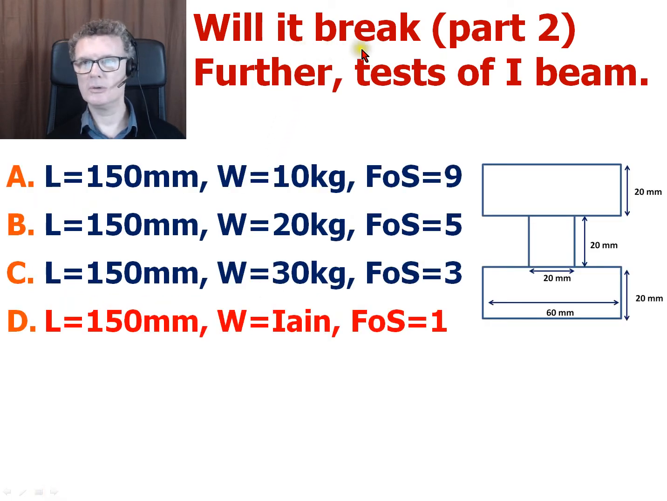So for part 2, what we did was do some further tests. Got some other weights from Dan. So I got a 10 kilogram, a 20 kilogram, 30 kilogram, and see what would happen there. So if we loaded it up with these, we're going from factor of safety of 9, 5, 3, and we know from the previous week that it failed at factor of safety 1. So we know that that one fails. So would the factor of safety 9 be okay, or factor of safety 5, factor of safety 3?